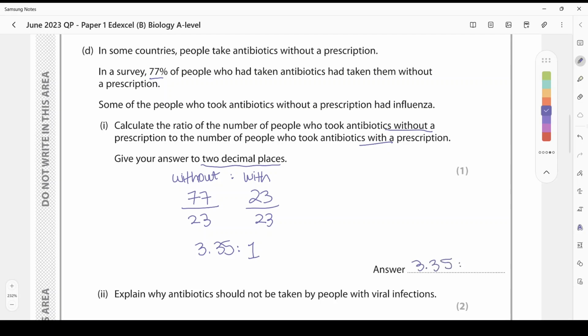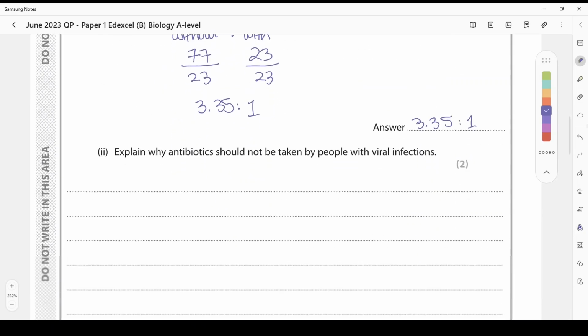3.35 to 1. So in the marking scheme, they calculated it different ways. Well, this answer is still accepted, but in this case, because we divided by the smallest number, in the marking scheme, they've divided it by the largest number. They've divided it by 77 instead. But the answer is still correct.